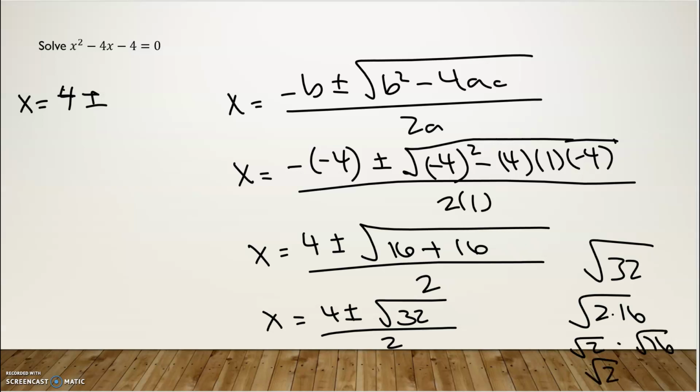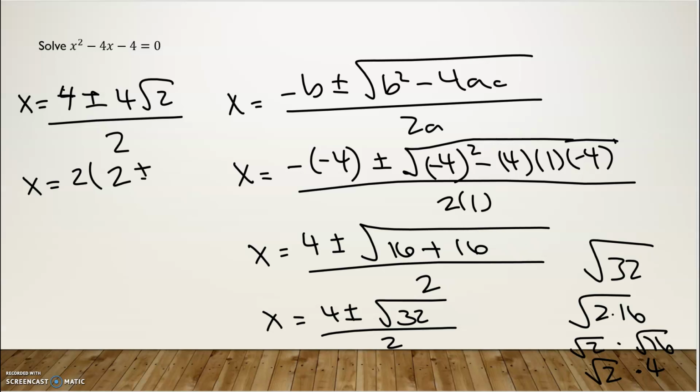That would be square root of 2, and this would be 4. So it would be 4 square root of 2, and this is still all over 2. Okay, so I can take a 2 out of the top part here, left with 2 plus or minus 2 square root of 2 all over 2.